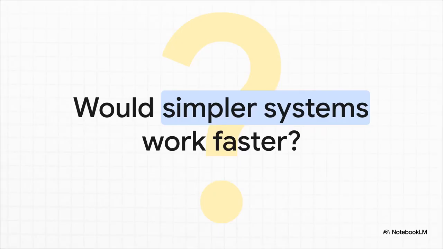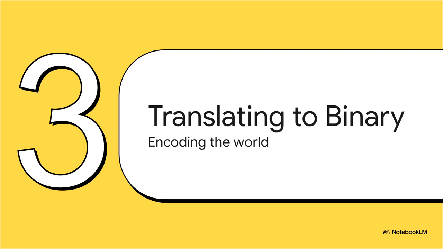Which brings up a pretty interesting question. Would simpler systems work faster? Why do computers prefer just two signals instead of counting 0 through 9 like we do? Well, it's because processing just two states, on and off, leaves literally zero room for ambiguity. It's so much less prone to electronic noise or interference than if a machine was trying to read 10 different voltage levels. It allows the hardware to process information with incredible reliability and at lightning speeds, all without making those pesky calculation errors. Let's jump into Section 3, translating data into binary, encoding the world.